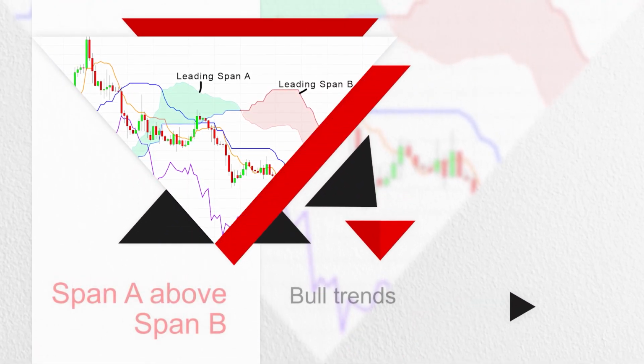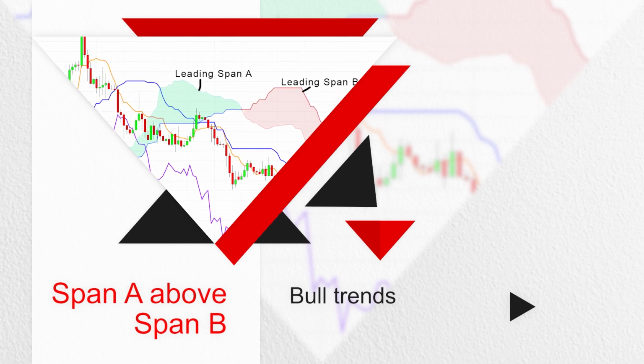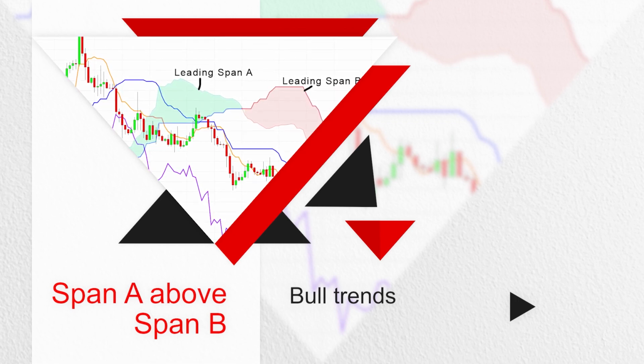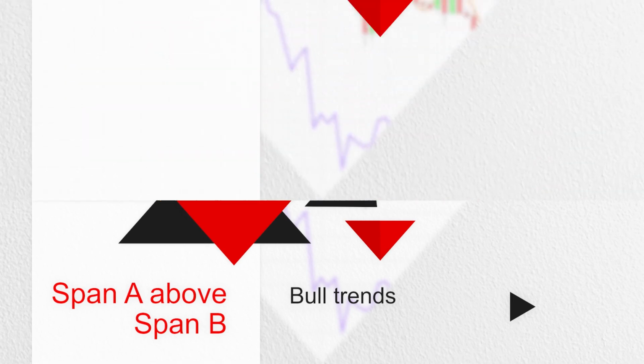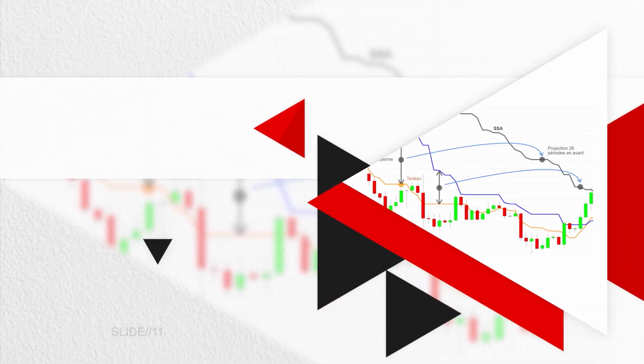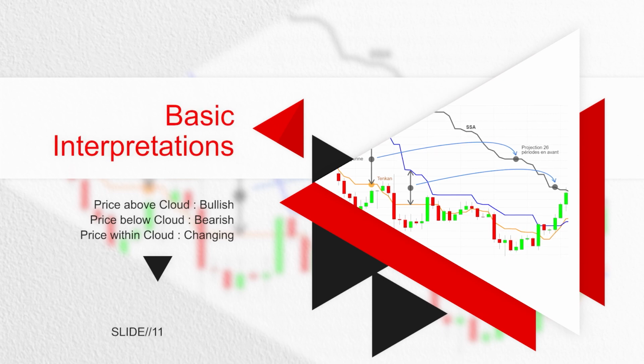When leading span A is above leading span B, this indicates to traders that price momentum is currently increasing and the price will keep rising. When this is the case, the graph will be shaded green. On the other hand, when leading span A is below leading span B, the underlying asset or stock is likely moving in the negative direction. When this happens, the cloud will be shaded red.